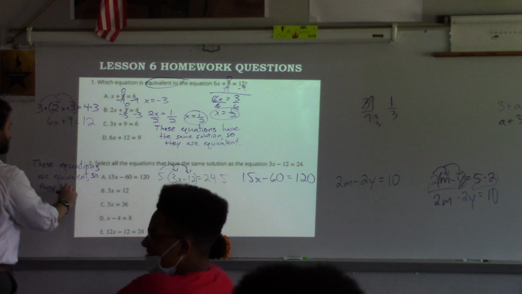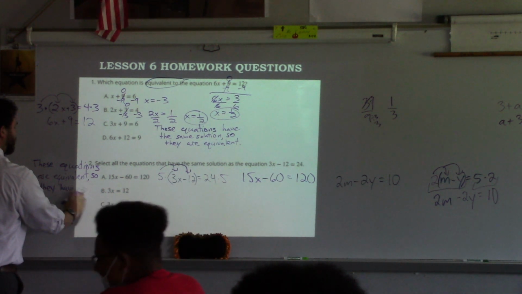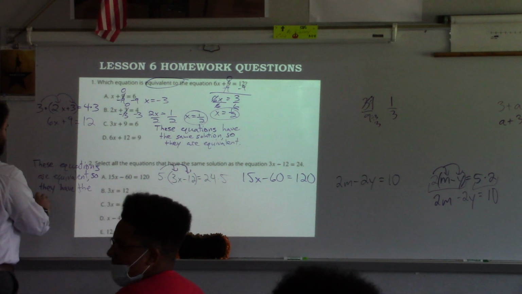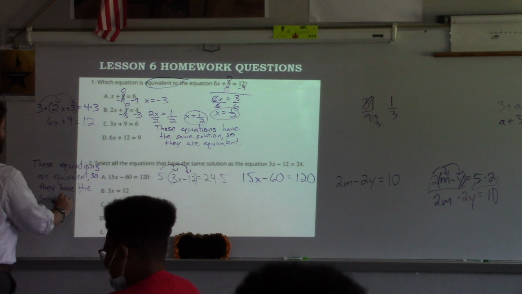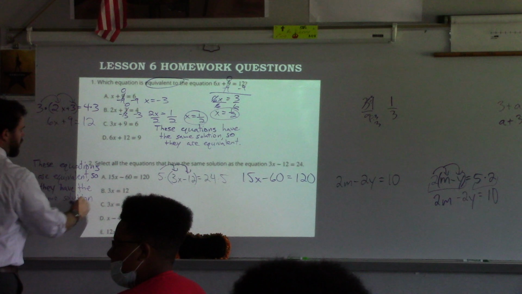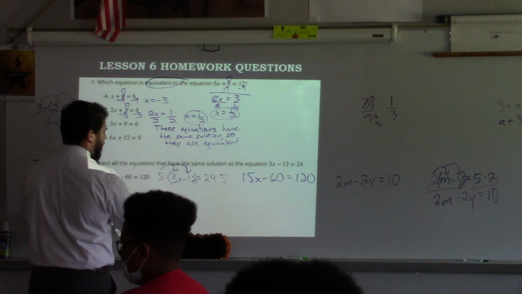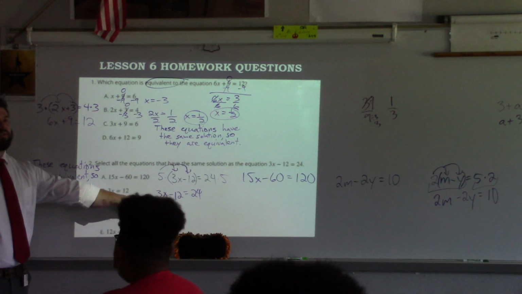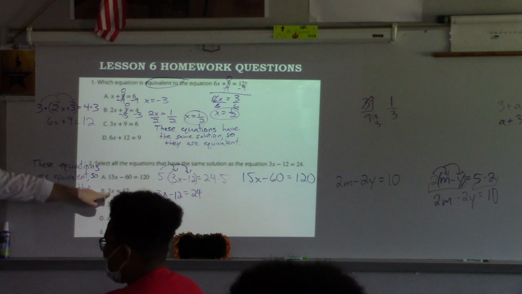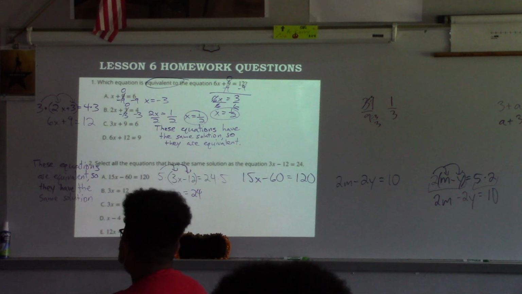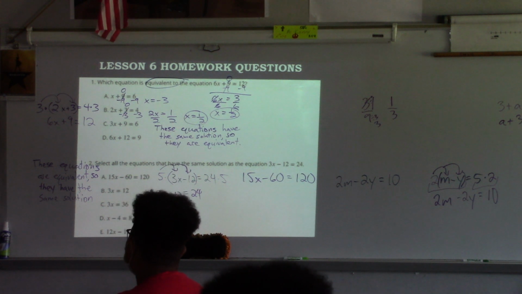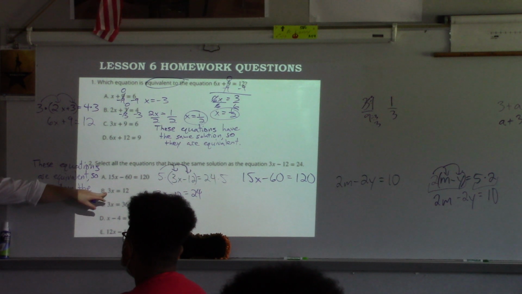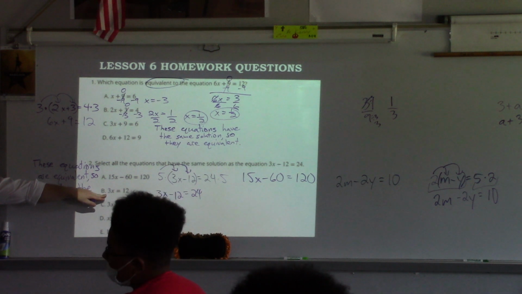It's not all of them. Well, I got A and B. So let's look at B. Okay, so I have 3x minus 12 equals 24. What could I do to this equation to get closer to what we have in B? Divide. Divide by what? I'm going to divide by 3x when I still have a 3x. I'm going to divide by 3 when I still have a 3x.